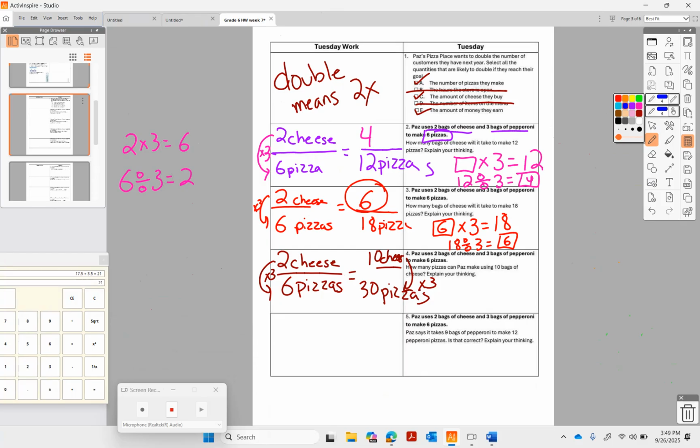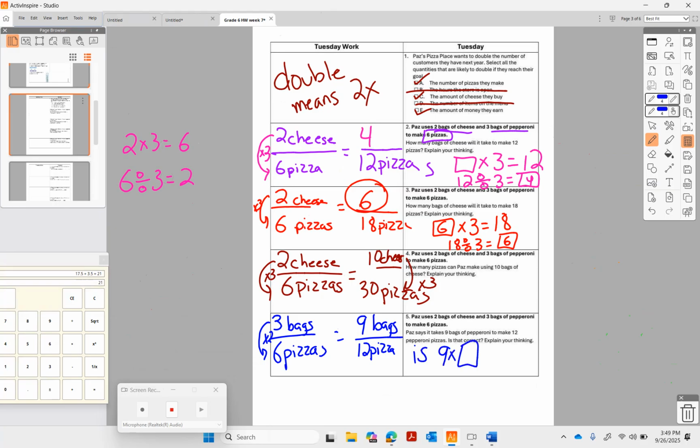So let's look. If he uses 3 bags of pepperoni for 6 pizzas, 3 to 6, now this one's a different number. This is times 2, right? 3 times 2 is 6. So let's look over here. 9 bags, 12 pizzas. Is 9 times, remember we're multiplying by 2, equal to 12? No, it's not. Nope.